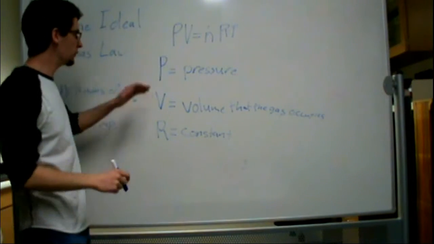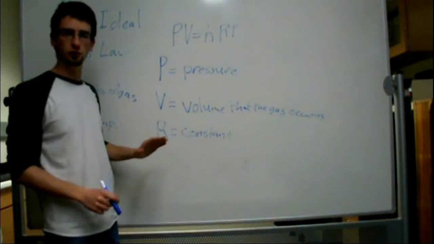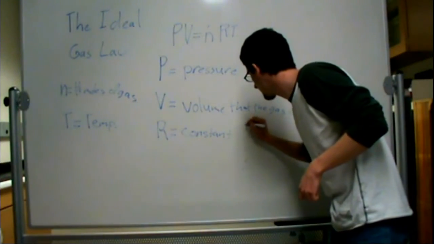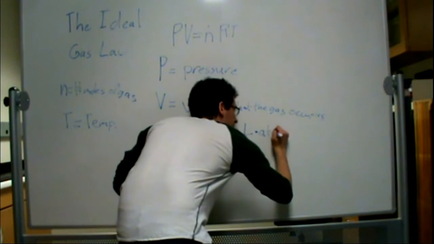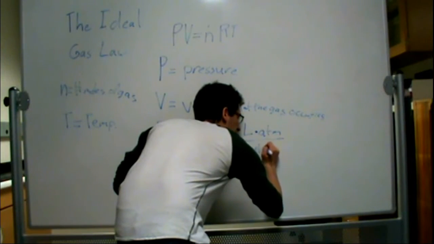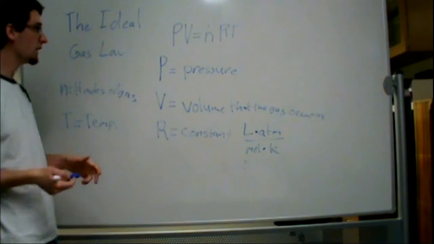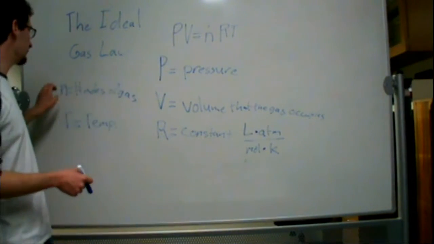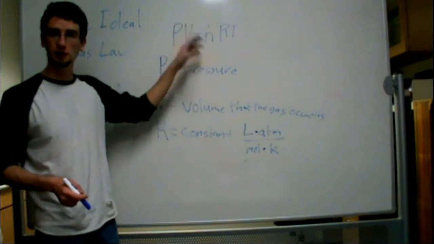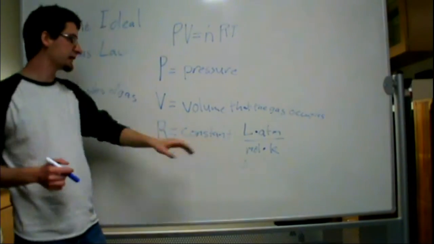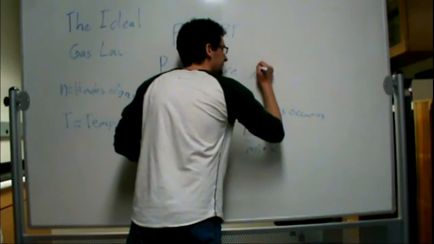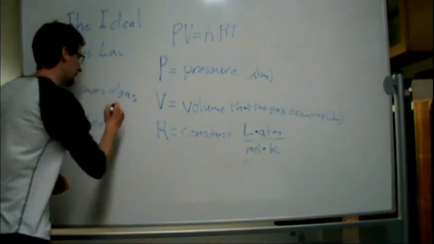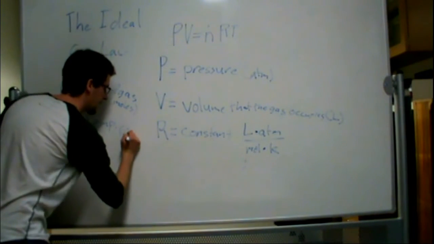Now, the units to which you need all of your variables in depend on what value you choose as your constant. In most cases, this is expressed in liters times atmospheres per mole K. If you're using this constant with these units, you have to make sure your pressure, volume, number of moles, and temperature are in the same units so they end up canceling out. In this case, pressure would have to be in atmospheres, ATM. Volume would have to be in liters, or L. Moles of gas would have to be moles. And the temperature would have to be in K.